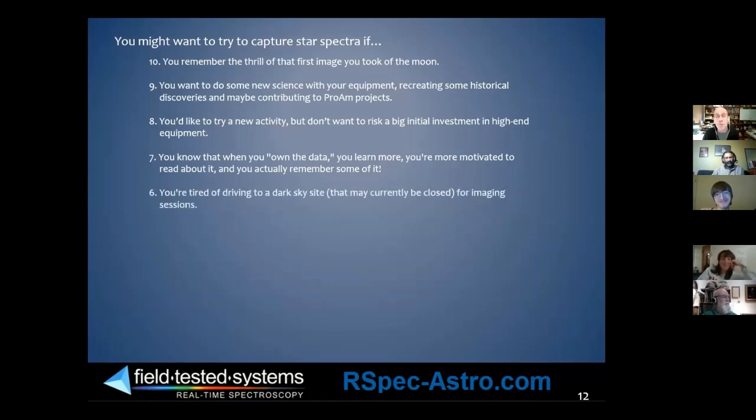Maybe you're tired of driving to a dark sky site that may currently, of course, be closed. And one of the nice things about spectroscopy is it's much less impacted by light pollution. For me, I was an imager, but imaging really never captured my attention. The subtle differences that you can do with different processing really went right over my head. Frequently, I couldn't even spot the difference in a before and after picture, which had been processed in some way. But dark skies aren't necessary to do some interesting stuff.